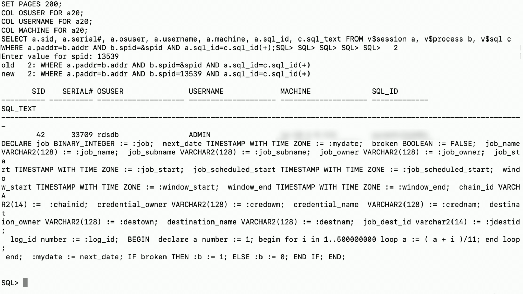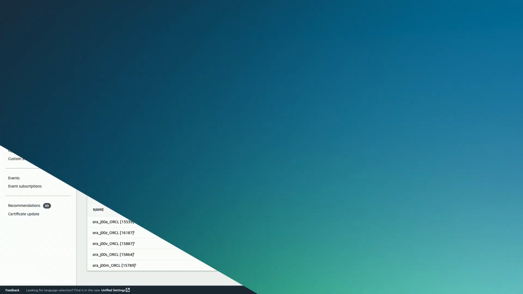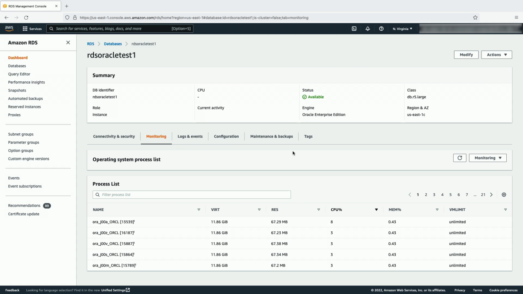Now let's look into Performance Insights, which allows us to visualize the database load and filter the load by waits, SQL statements, hosts, or users. Let's now check Performance Insights to see what we can observe when the CPU utilization was high for the test RDS instance. Open the Amazon RDS console.